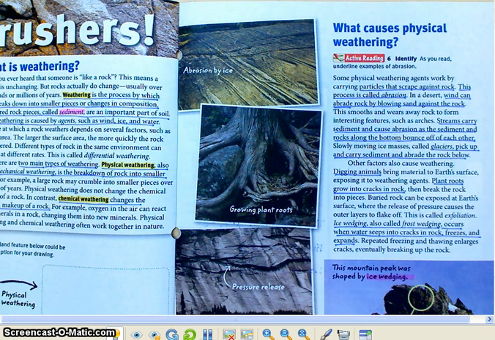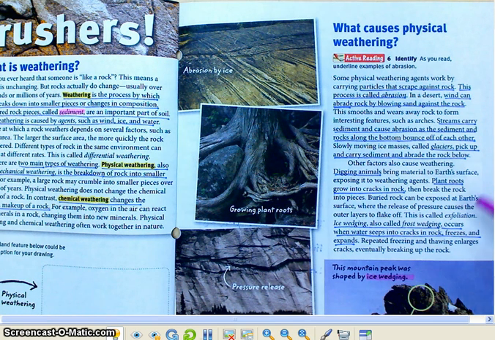We also have abrasion by glaciers. Glaciers are very slow-moving sheets of ice, and they basically act like a big bulldozer because they're being pushed down mountainsides, and they scrape whatever's in front of them along with it.